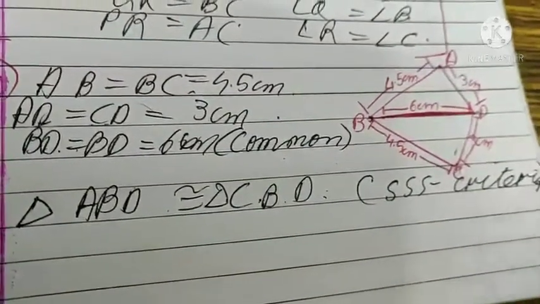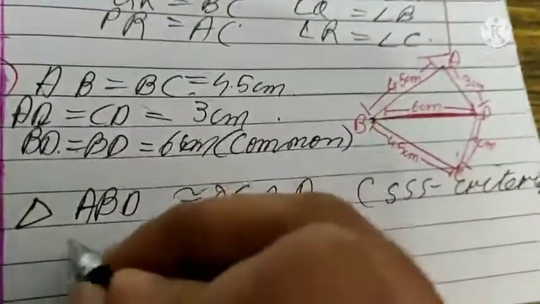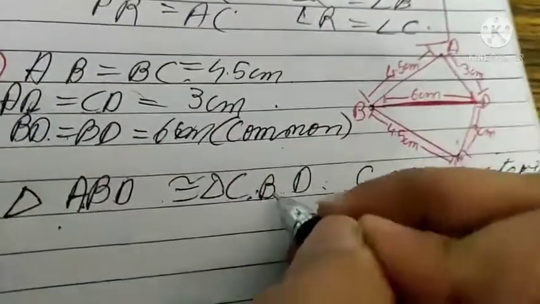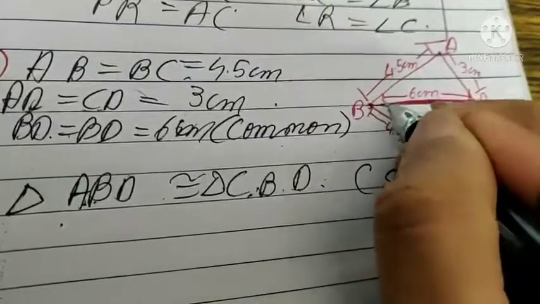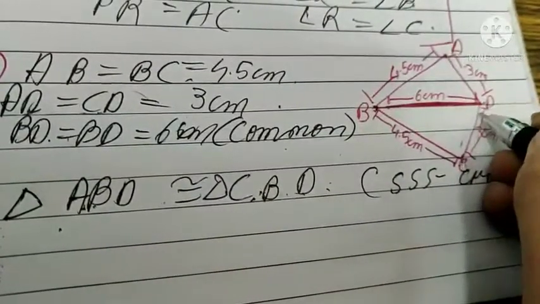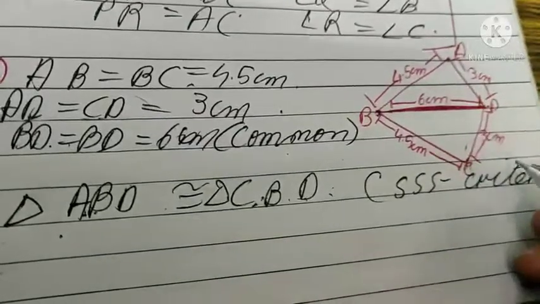This is the correct correspondence, and as per this, angle A is equal to angle C and angle B equals angle B, meaning this is equal to this, and angle D above the triangle and angle D below the triangle will be equal.